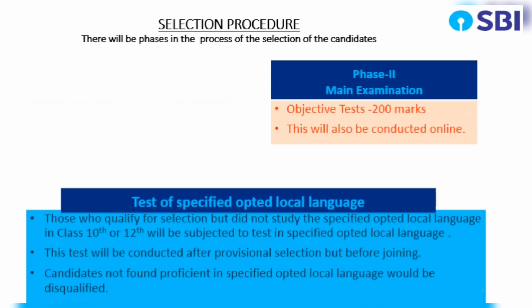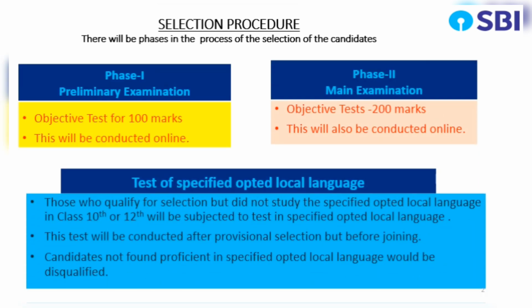Selection procedure. There will be phases in the process of selection of the candidates. Phase 1, preliminary examination. Objective test of 100 marks. This will be conducted online. Phase 2, main examination. Objective test of 200 marks. This will also be conducted online. Apart from this, test of specified opted local language.